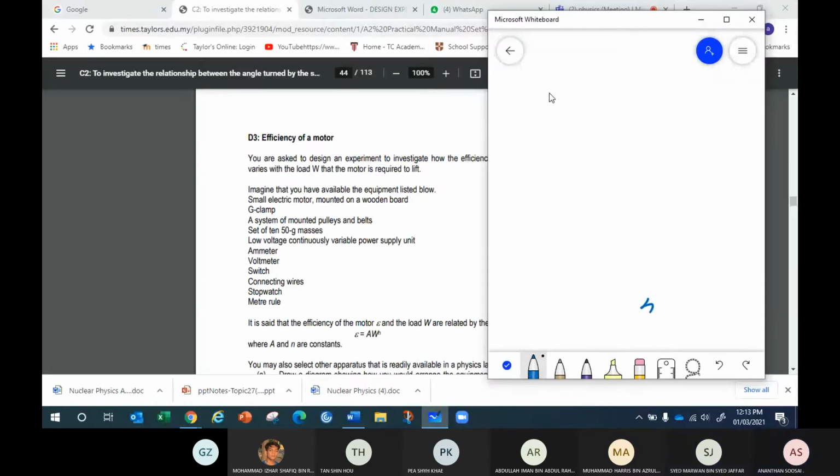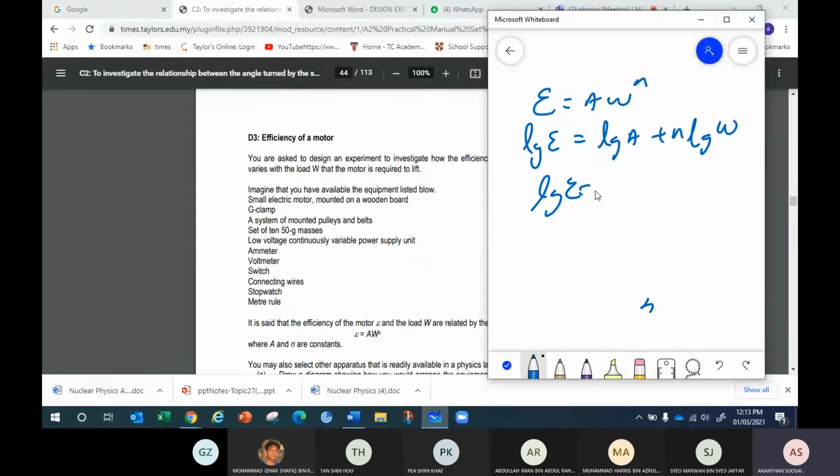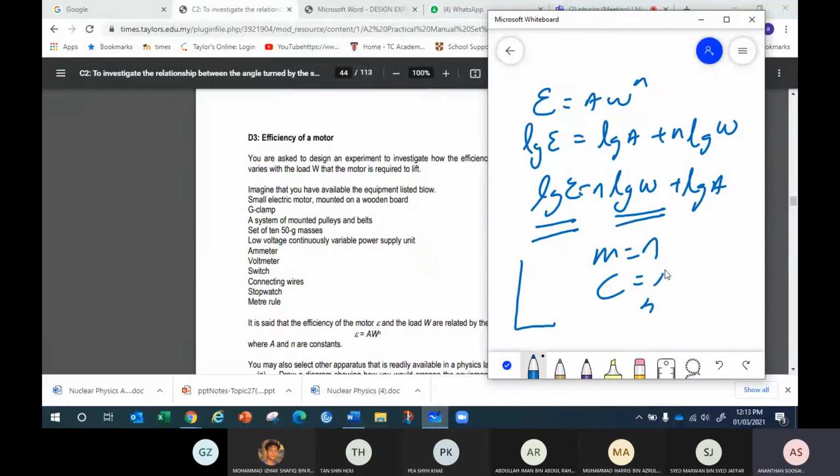So yes. So E = AWN. So bring in log. So log E equals log A plus N log W, right? Okay. So this you have to show, the final derivation. You show. So plot log E versus log W, where the gradient is N and your intercept is log A. So what versus what is to be plotted?